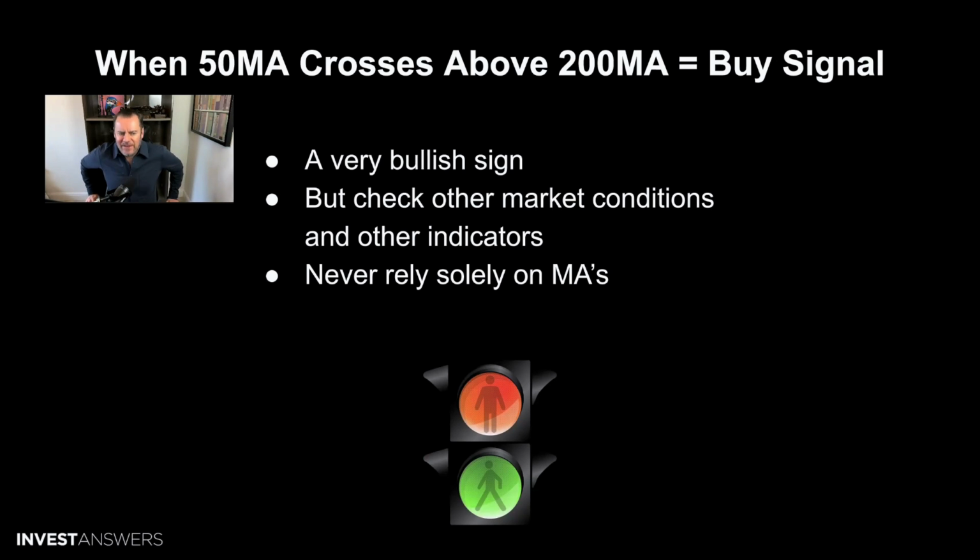Another quick little point here. When the 50-day moving average crosses above the 200-day moving average, it's a buy signal. It's a very bullish sign. But again, as I mentioned before, always check other market conditions and other indicators. Never rely solely on moving averages, despite what you might hear out there on the internet. It's important to know everything that's going on. Other technical indicators, macro events, news releases, financials.